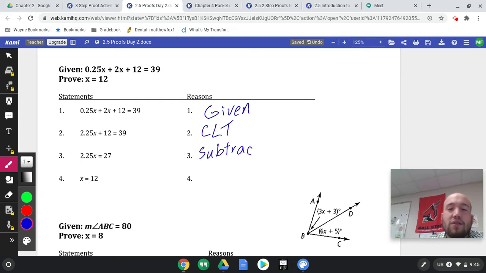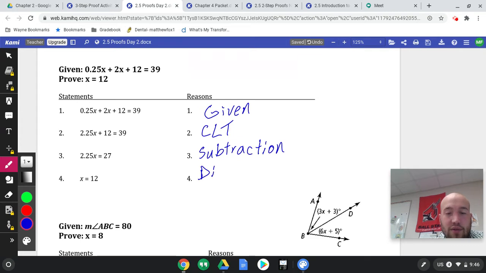Now this final step, make sure you never put the word prove. I know we're trying to prove that x equals 12, and that's what we've done here. But prove will never go over here as a reason. It will always be wrong if you put prove, okay? We are trying to prove why does x equal 12, and the reason we get 12 is right here, 2.25, if we divide, so division.